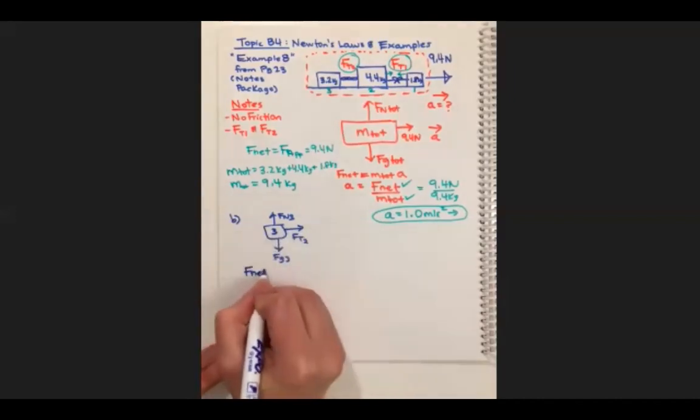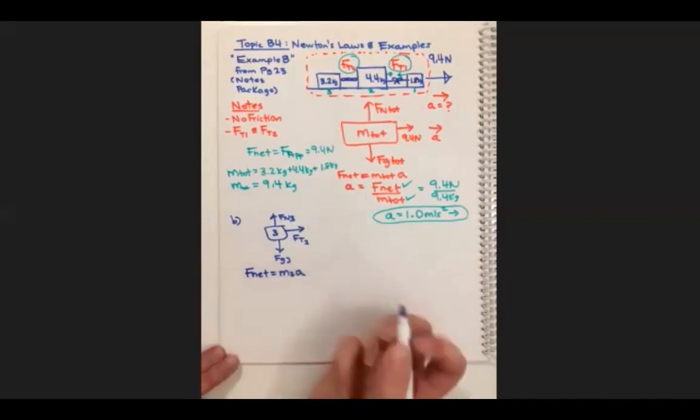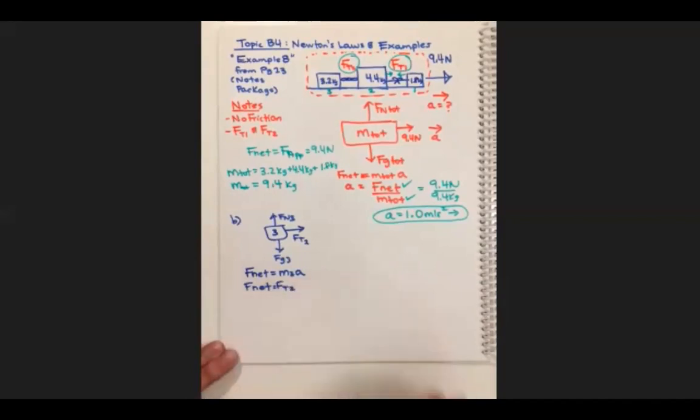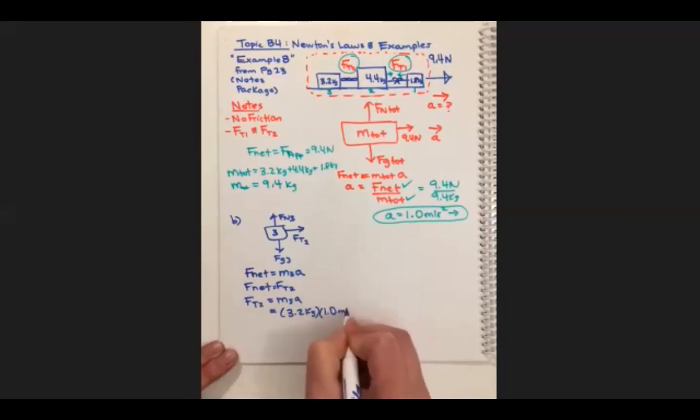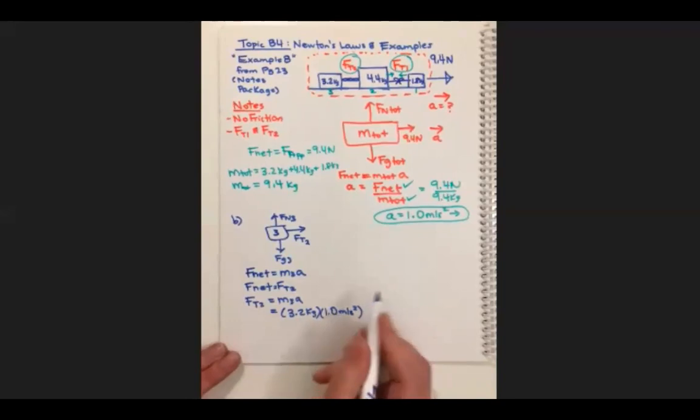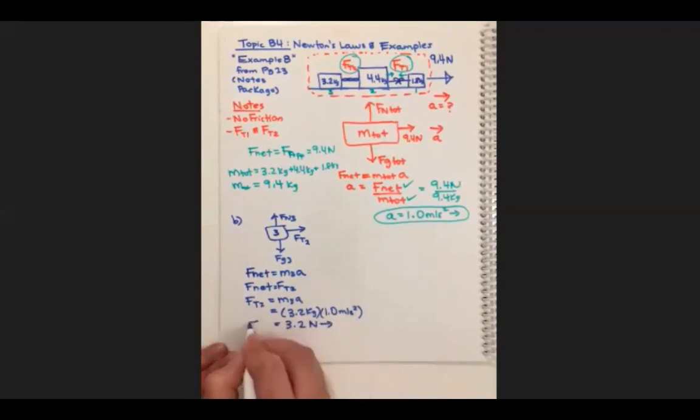The net force for this object is mass 3 times acceleration. We also know net force is equal to the force of tension that we are trying to solve for. So the force of tension is M3 times A. M3 is 3.2 kilograms, and acceleration we've already solved for. If this was a calculated number that wasn't an exact number, make sure you're using the unrounded number to carry forward. So we get 3.2 newtons to the right if we're solving for it using object 3.